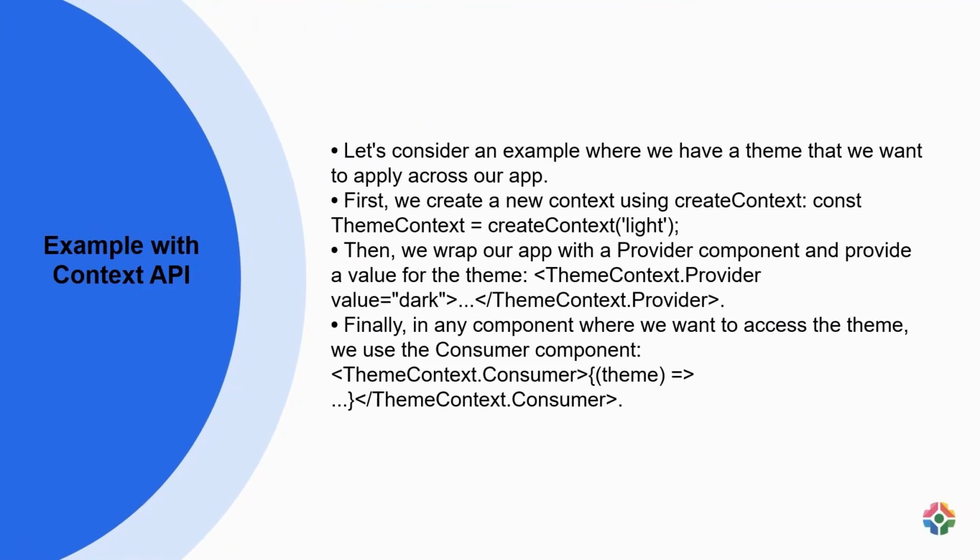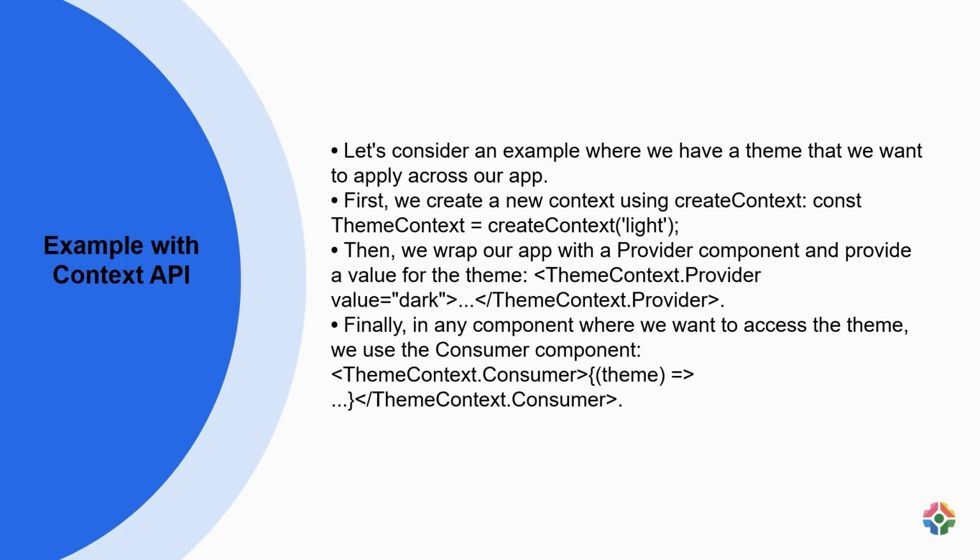In order to apply a consistent theme across your application, you can utilize the Context API in React. Begin by creating a new context instance using createContext, like this. JSX: ThemeContext equals createContext light. After creating the context, enclose your entire application within a provider component and specify the desired theme as a value. For example, JSX: ThemeContext.Provider value equals dark. Your app components here, ThemeContext.Provider.